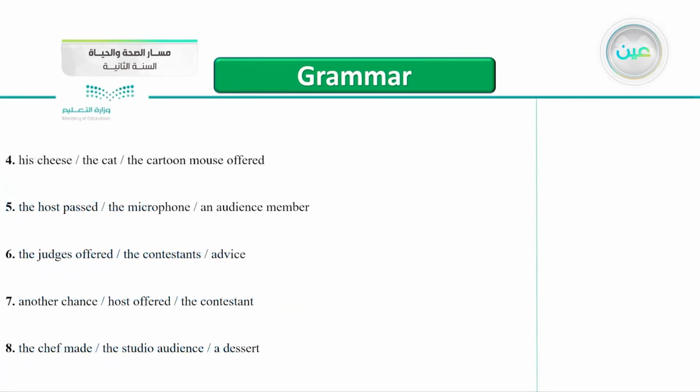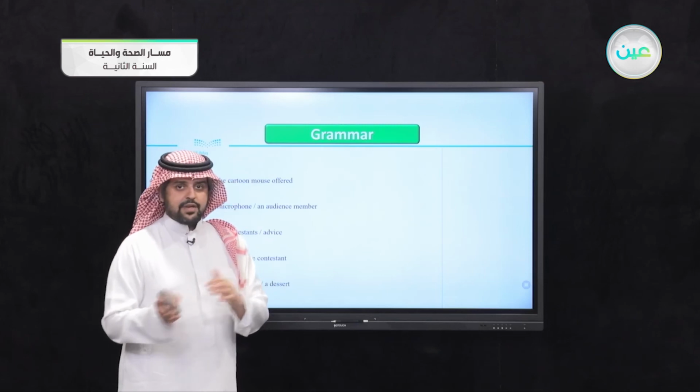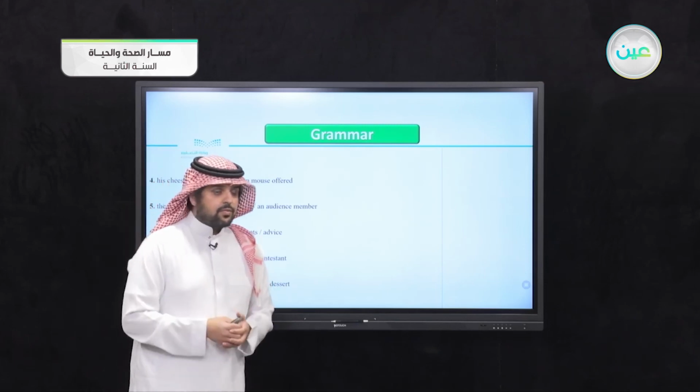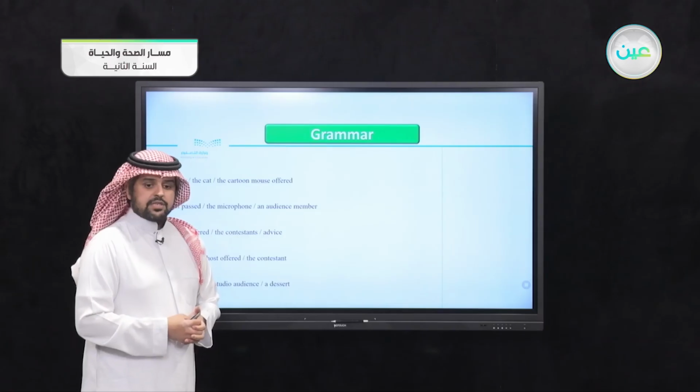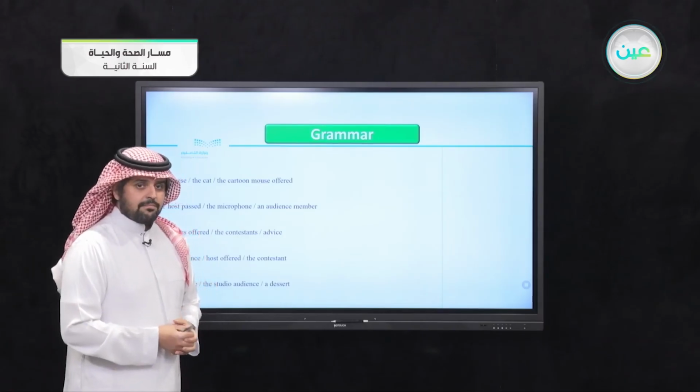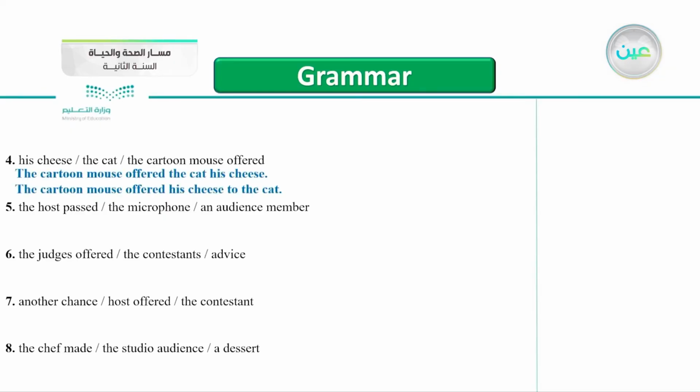Continuing here, number 4: his cheese, the cat, the cartoon mouse offered. Cartoon mouse. So now we know. Now we have cat and mouse cartoon. We know what cartoon this is. So: his cheese, the cat, the cartoon mouse offered. Yes, excellent. The cartoon mouse offered the cat his cheese. The cartoon mouse offered his cheese to the cat. So now we know the cat is the indirect object.